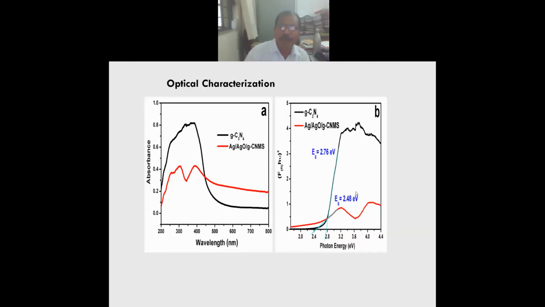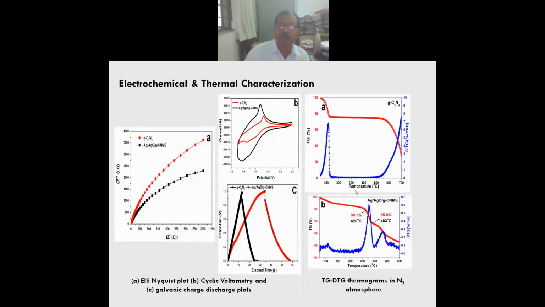AGO has a low band gap of 1.47 electron volt, and AG shows the surface plasmon resonance, metallic. The electrochemical and thermal study is performed for this sample. This is the electrochemical impedance spectroscopy, a Nyquist plot, and it shows a smaller arc, which indicates lower impedance and a longer lifetime.